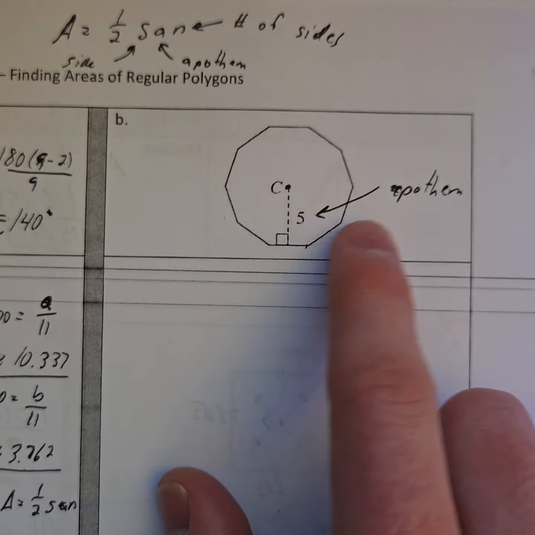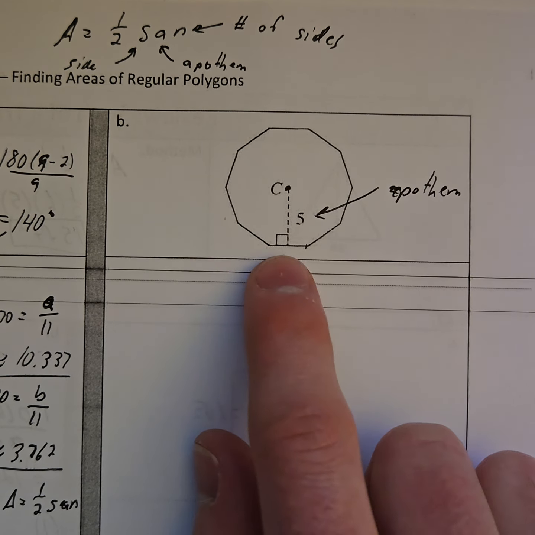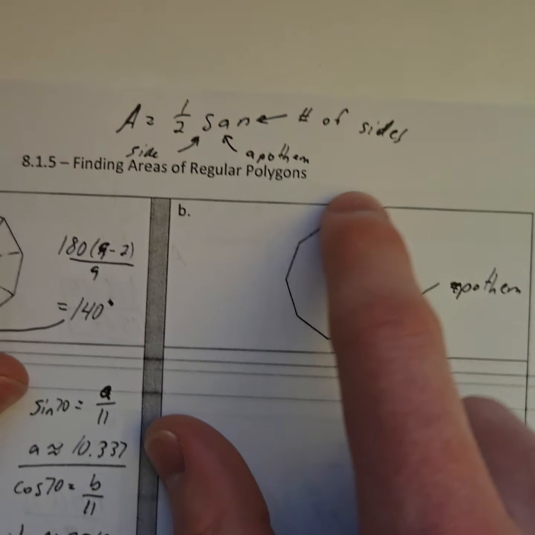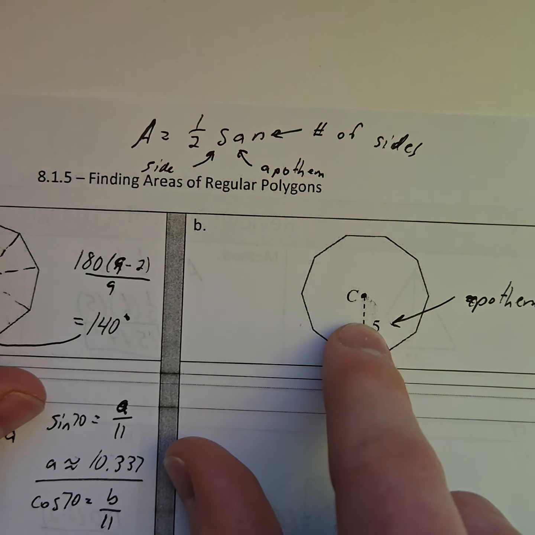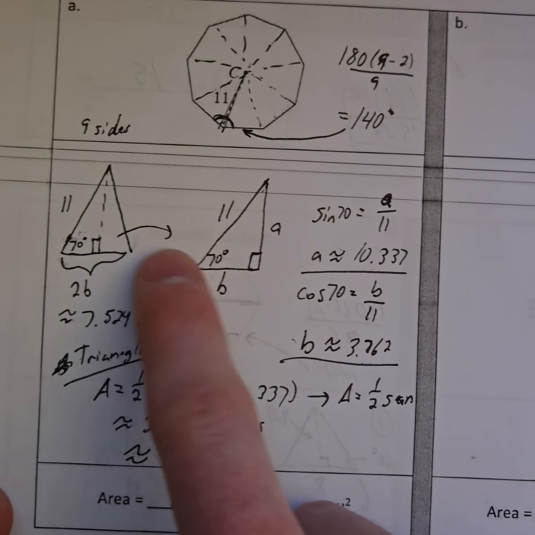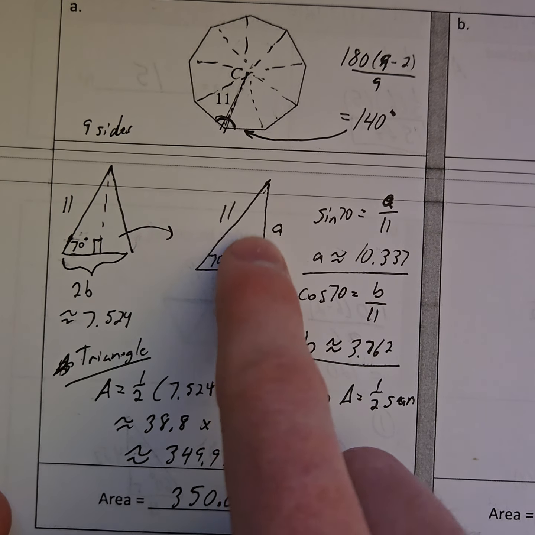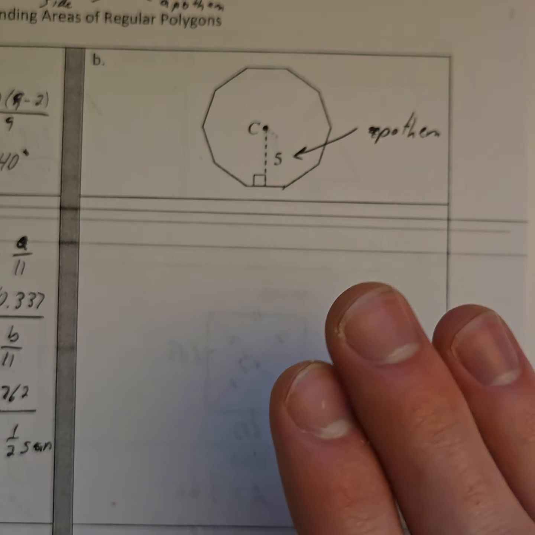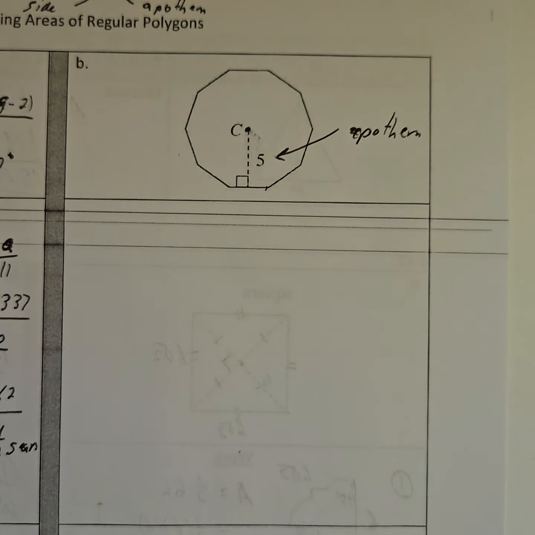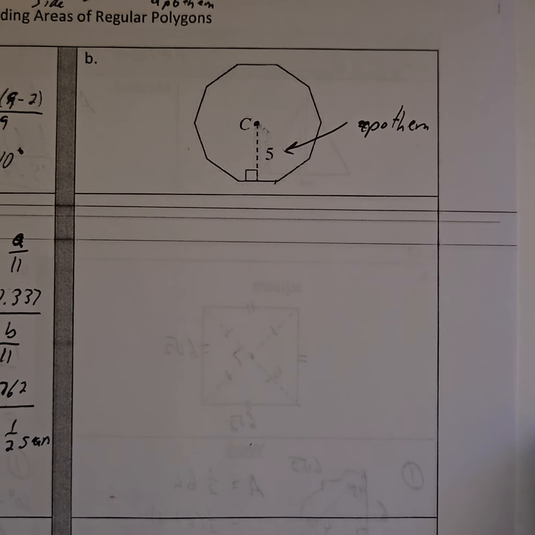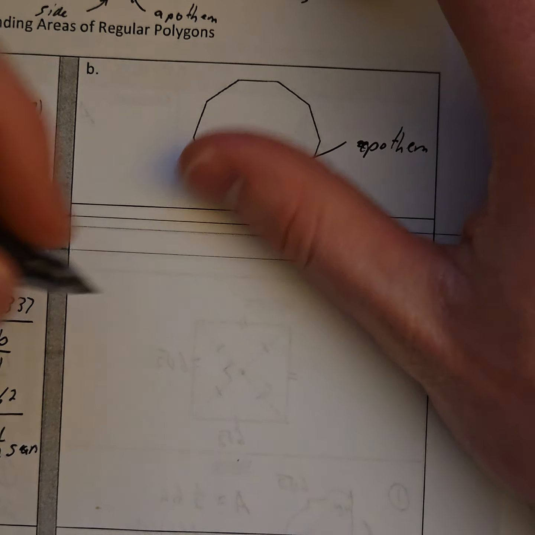Okay, so all you need to do on this one is find your side length, because you know your number of sides. You can just count that. You know your apothem is 5. You need to find the side length, and for that you need to split it up into triangles and find the b value in that case. Okay, so go ahead and pause the video here, try and find that side length, and then we'll go over it.